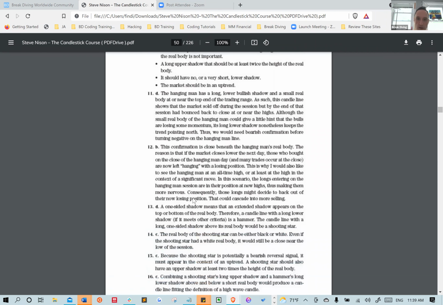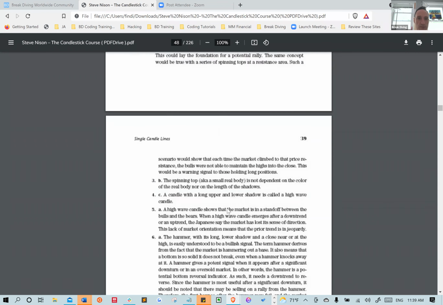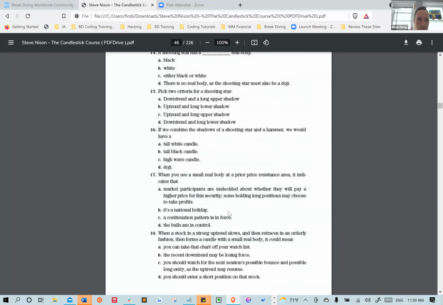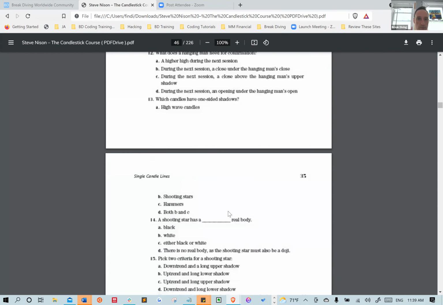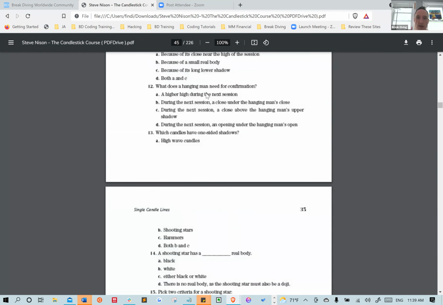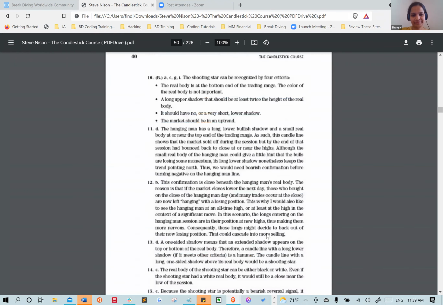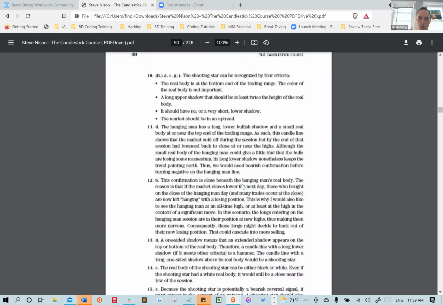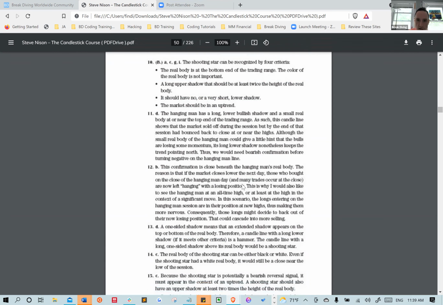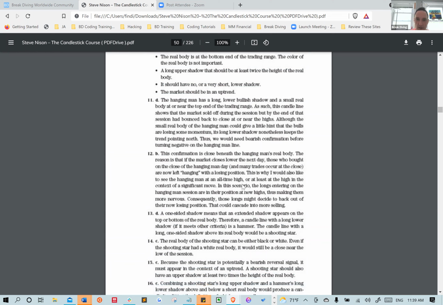Okay, 12B. What's the question? What does a hanging man need for confirmation? A close under the hanging man's close. Right. This confirmation is a close beneath the hanging man's real body. The reason is that if the market closes lower the next day, those who bought on the close of the hanging man day are now hanging with a losing position.